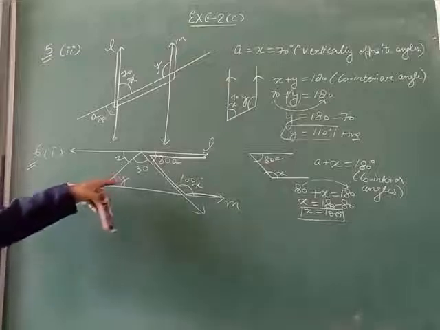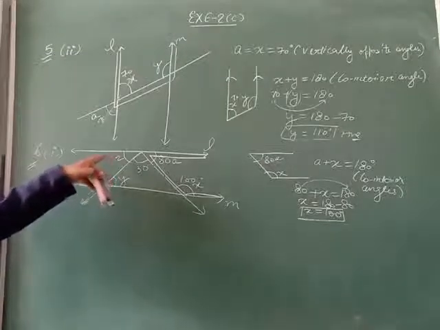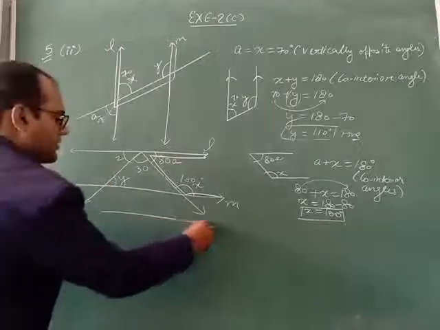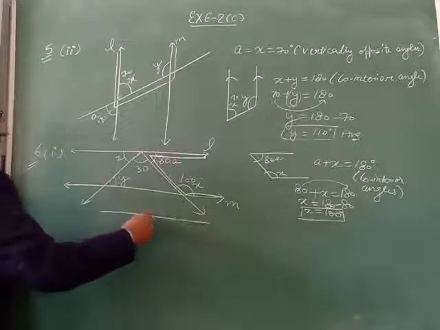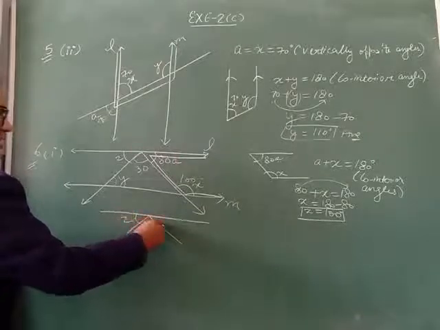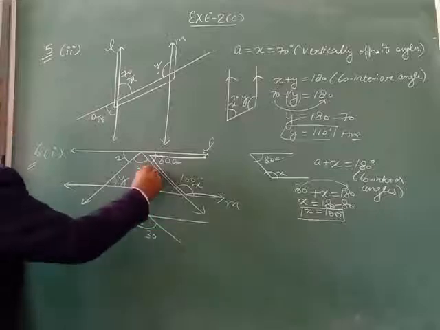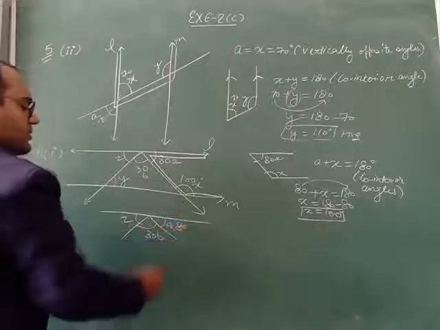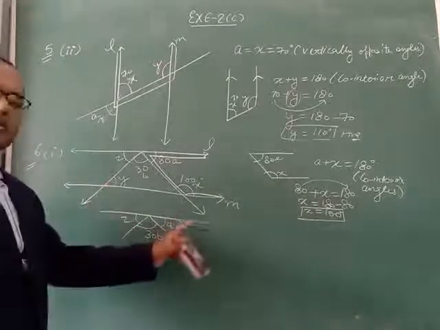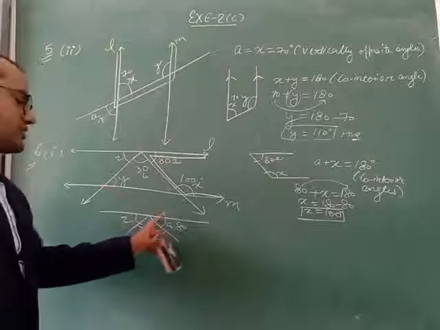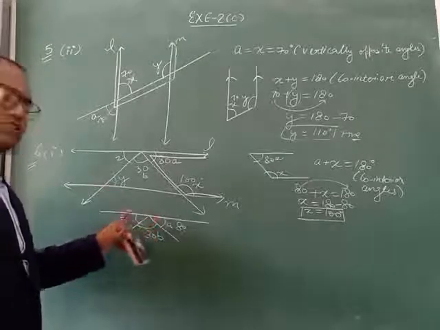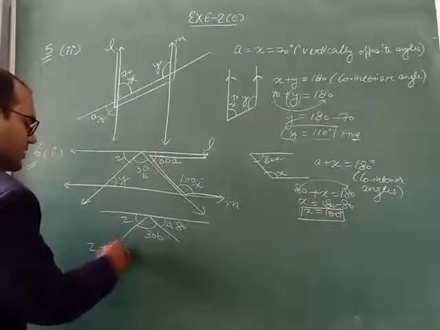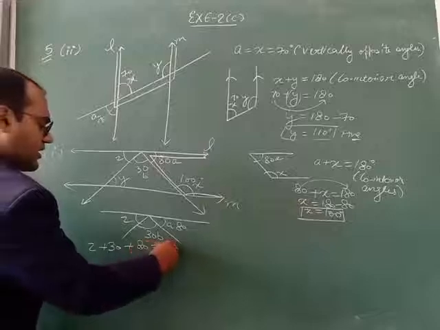Now we have to find y and z. First of all we will find z. For z, what we have to do? We will take this shape. This is the straight line. Here it is z. Here it is 30. Let's say this 30 is b. Here it is a, 80. Now what will we do? We will add all these three. This is the half circle. In the previous exercise I explained that a half circle is 180. So on adding these three, z plus 30 plus 80 is equal to 180.